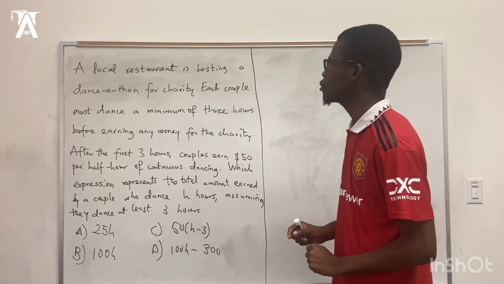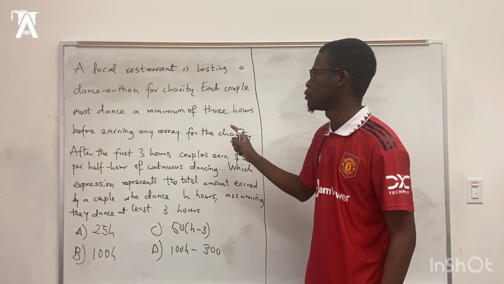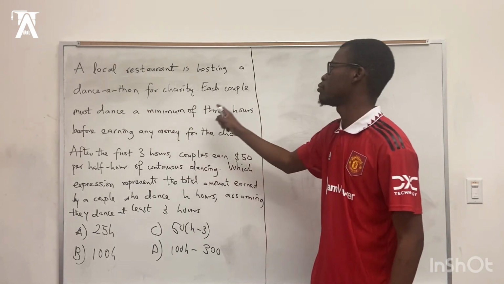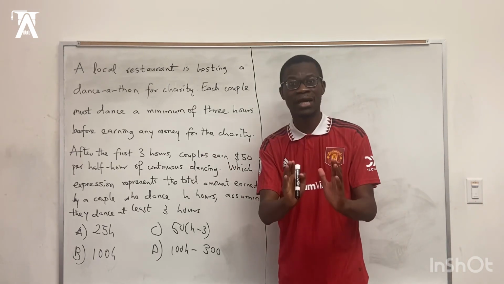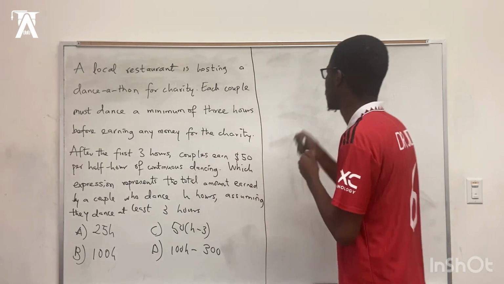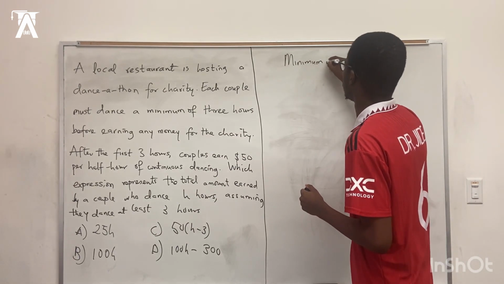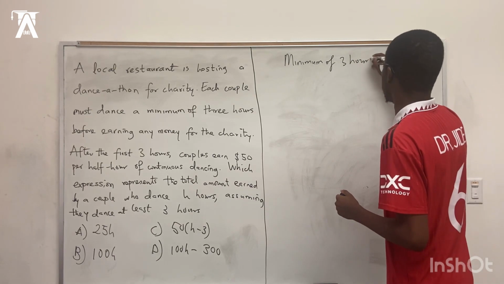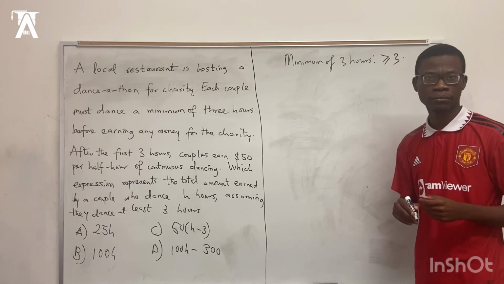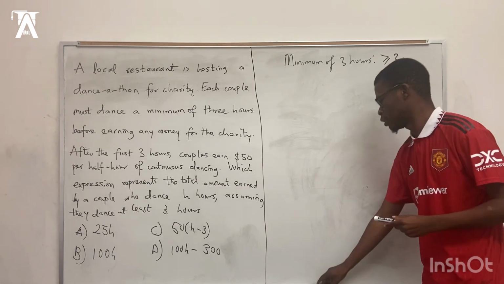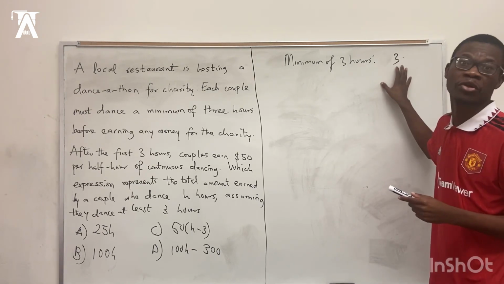A local restaurant is hosting a dance-a-thon for charity. Each couple must dance a minimum of 3 hours before earning any money for the charity. So they must dance a minimum of what? 3 hours. I can write that down real quick. Minimum of 3 hours. What does that mean? Greater than or equal to 3. So minimum of 3 hours, or we could just say 3. This is the minimum they must dance.